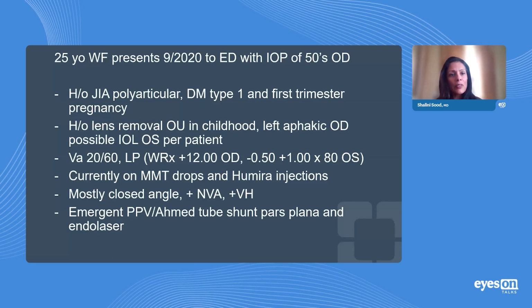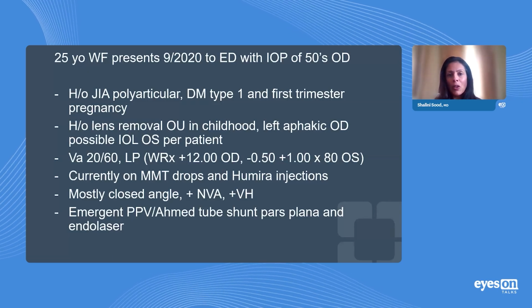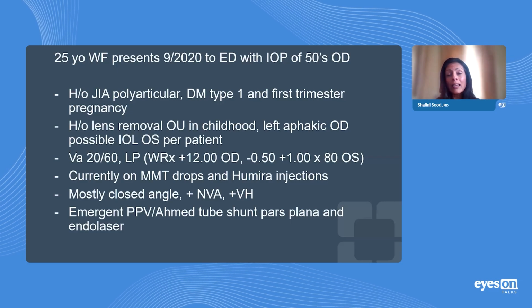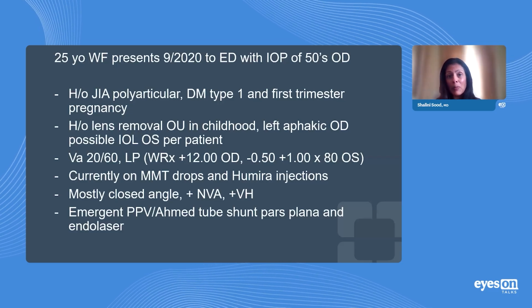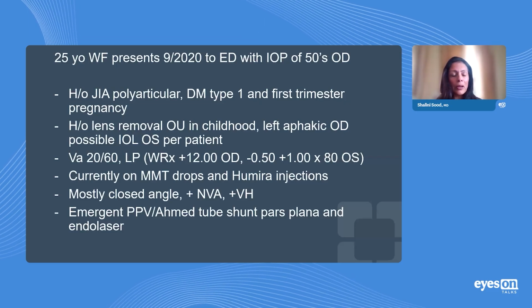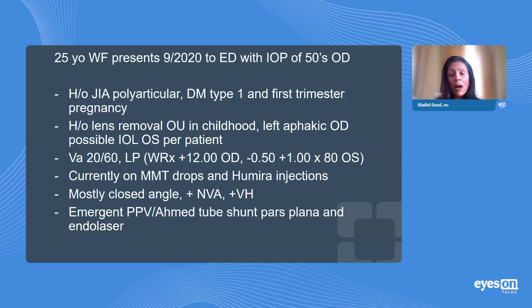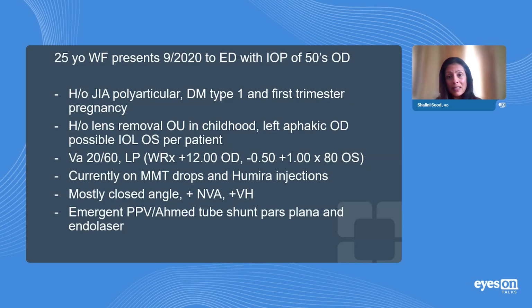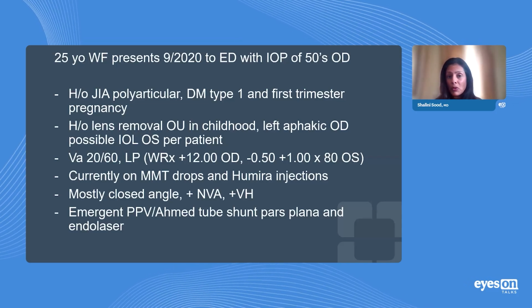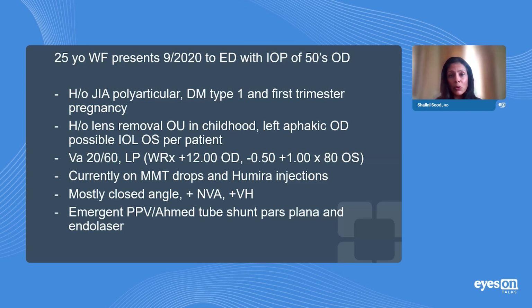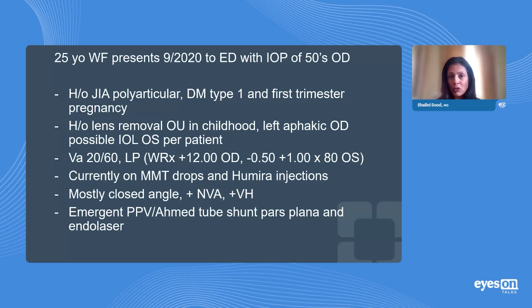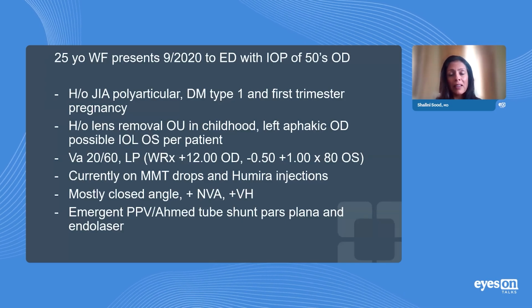So I have a 25-year-old white female who presented in the fall of 2020 to the emergency department with a pressure in the 50s in the right eye. She had not been under the care of an ophthalmologist for a few years, and recently had moved from Florida to Ohio. She had a history of polyarticular JIA, type 1 diabetes, and was in her first trimester of pregnancy. She reported a history of cataract removal as a child, had been left aphakic in the right eye, and the patient thought that she had a lens placed in the left eye.